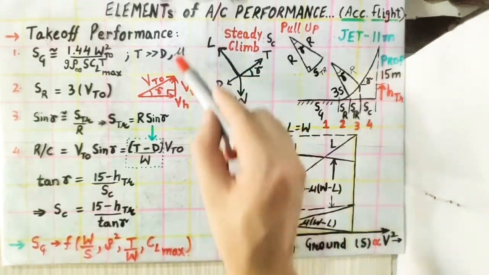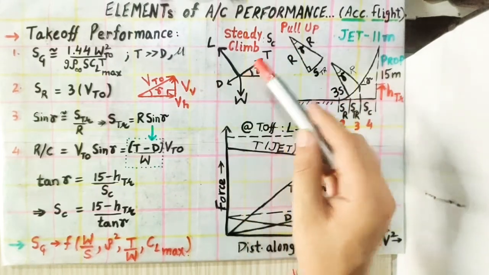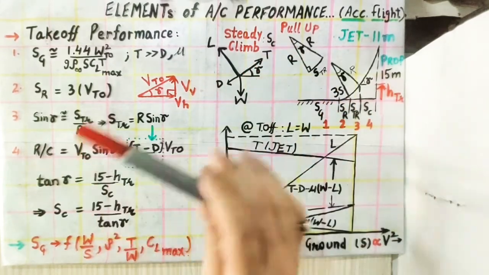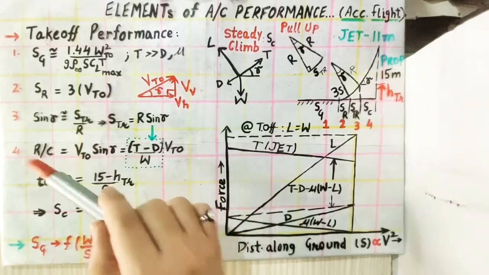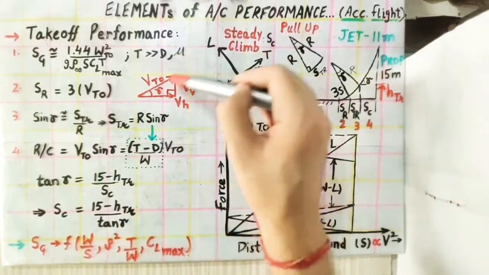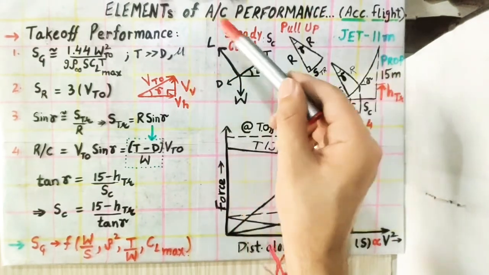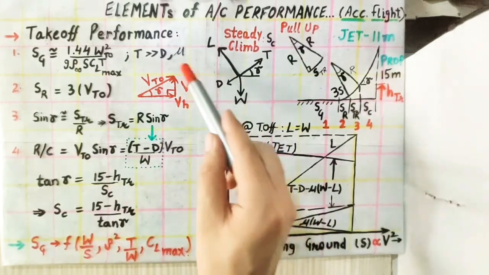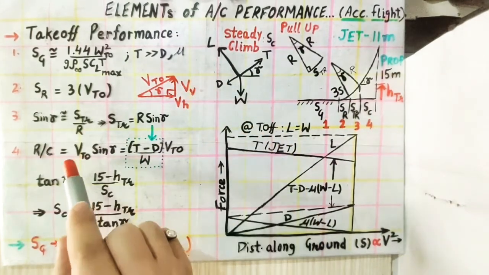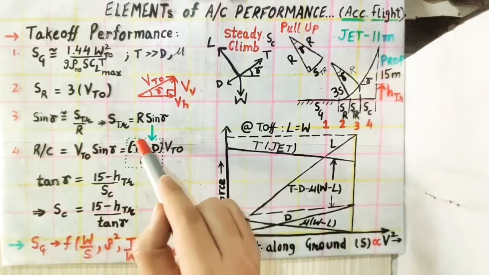So on resolving these forces along the flight path, we have T minus D divided by W as sine gamma. This sine gamma, when multiplied by velocity, gives us the vertical velocity component with which the aircraft is climbing. The amount of vertical distance covered in a given time is the rate of climb, and that is exactly the vertical component of velocity, which is V takeoff times sine gamma. And sine gamma we have deduced is T minus D by W.